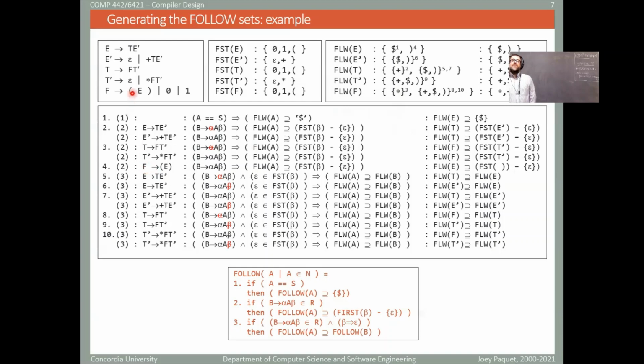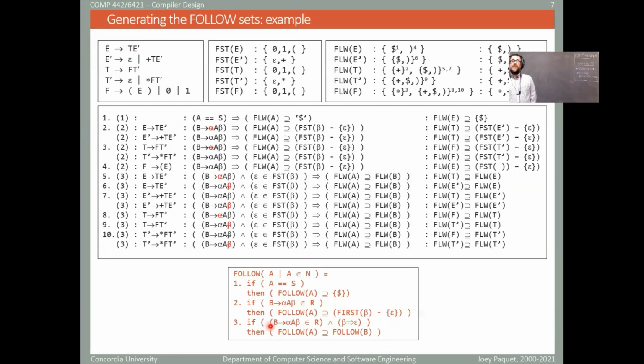Then finally, I come to this rule here, and I'm trying to apply this pattern. F gives E between parentheses, alpha is open parenthesis, beta is close parenthesis, A is E, and B is F. So follow of A, follow of E, includes first of close parenthesis. First of close parenthesis is close parenthesis. So follow of E includes close parenthesis. Then I have found all the occurrences of pattern number 2 in my grammar.